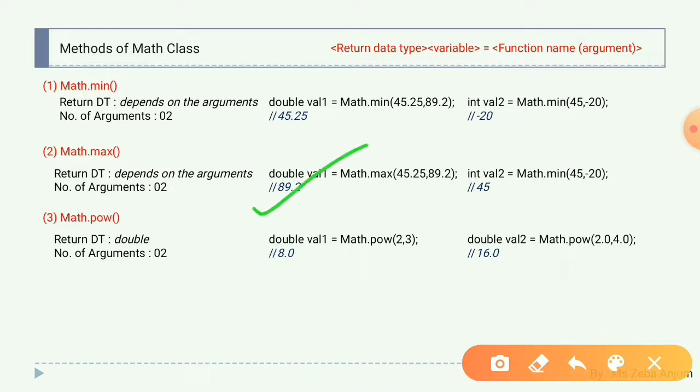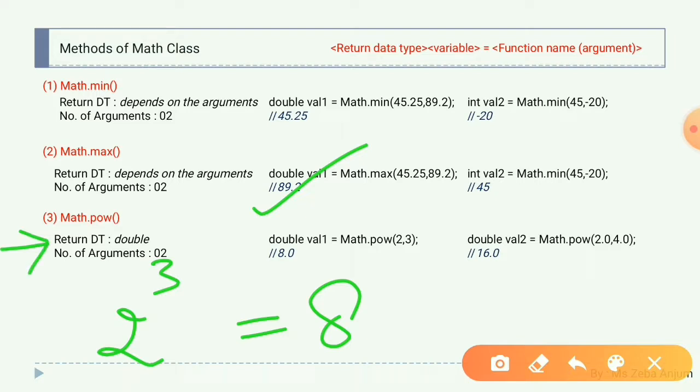Double val1 = Math.pow(2, 3). So you are going to calculate 2 to the power 3. Obviously you will be getting 8. And now over here at the left hand side, please see the return data type is double. So you are going to get 8.0 as an answer, because your return data type is double over here.